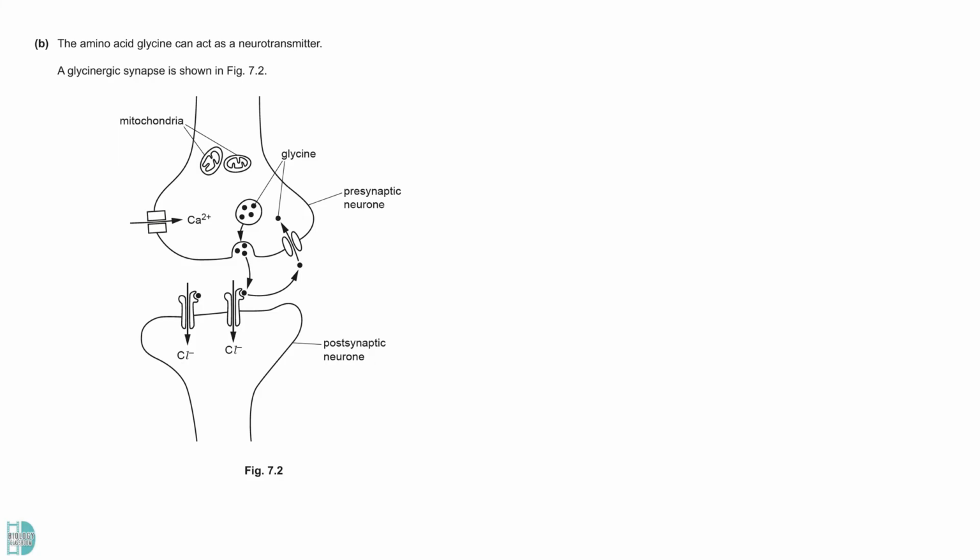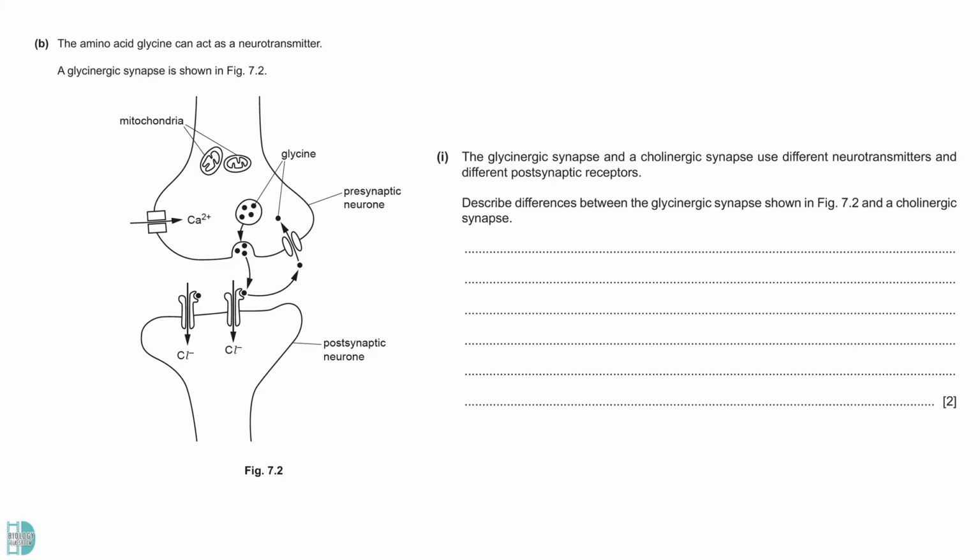B shows a glycinergic synapse. 1. Describe the differences between a glycinergic synapse and a cholinergic synapse. The differences between their neurotransmitter and receptors have been mentioned in the question, so do not repeat them in your answer.